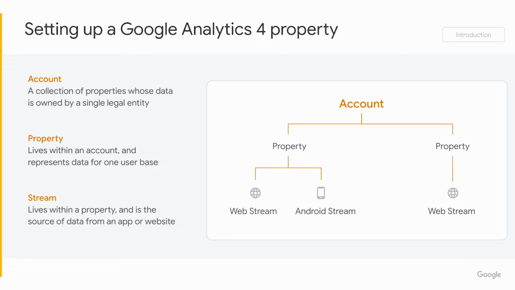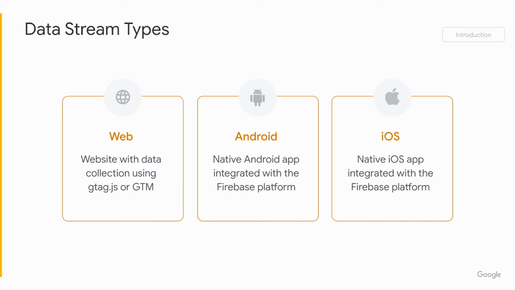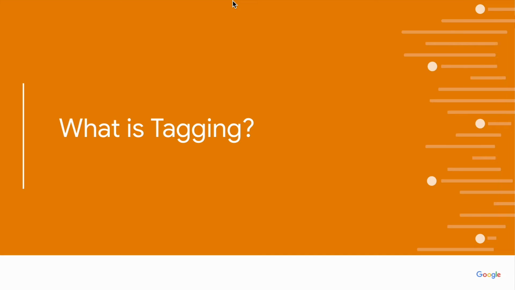Now, a property should typically represent an entire user base as well as all their touch points across different platforms, because in the property is where you want to set up distinct data streams for each platform. Now, let's talk a little bit about what those are. For web, you're going to create obviously a web stream, and you're going to tag it with gtag.js or Google Tag Manager, otherwise known as GTM. If you have a mobile app, you want to create distinct app streams for Android or iOS. And you're going to create these by integrating with Firebase. And now that you've got that structure down, let's talk a little bit about what tagging looks like for each of these platforms. We'll go ahead and start with web.